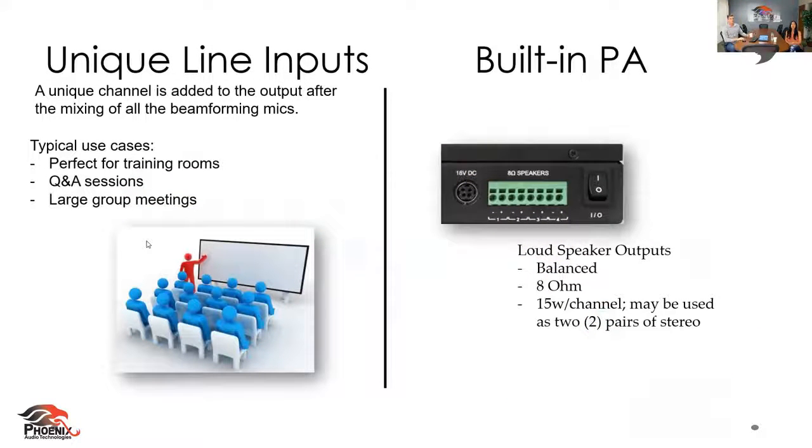Yeah. So let's talk about the unique line inputs. You can do voice lift, you can do podium mic, auxiliary, and there's four unique line inputs. Basically what that means is that it comes in after the mixing, so it's not getting mixed, it's not going to do beamforming, it's just that direct line input. You also have a built-in PA. Those are for your speakers, and they're 8 ohms, 15 watts, and you have two pairs of stereo options there for you.